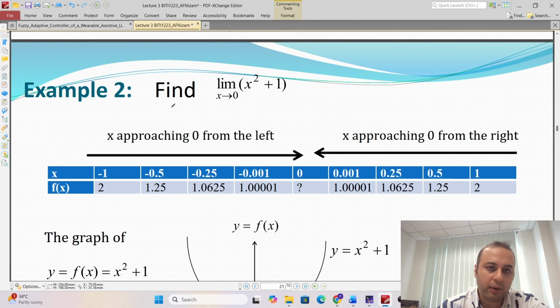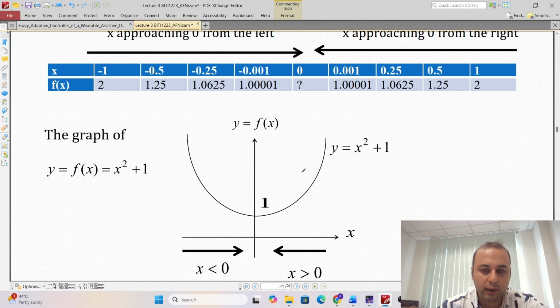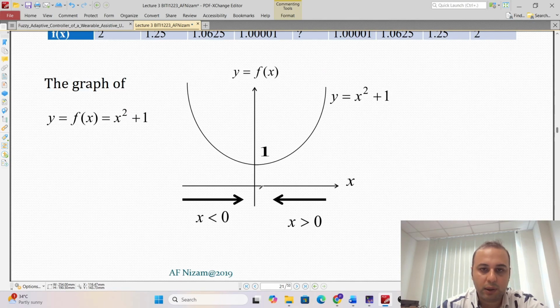this is an example. Find the limit of x² plus 1 as x approaches 0. It's obviously 1. In the graph you can see the visualization. This is x² plus 1, x² is here, right? So it's shifted by 1.